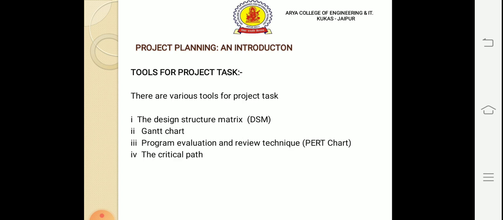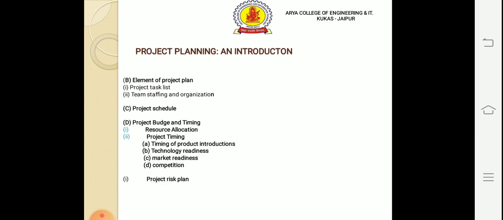Now, tools for product tasks. There are various tools for product tasks: the Design Structure Matrix (DSM), Gantt chart, Program Evaluation and Review Technique (PERT) chart, and the critical path. Now, elements of the product plan: product task list, team staffing and organization, product schedule, product budget and timing. In product budget and timing: resource allocation and product timing. In product timing: timing of product introductions, technology readiness, market readiness, competition, and product risk plan.